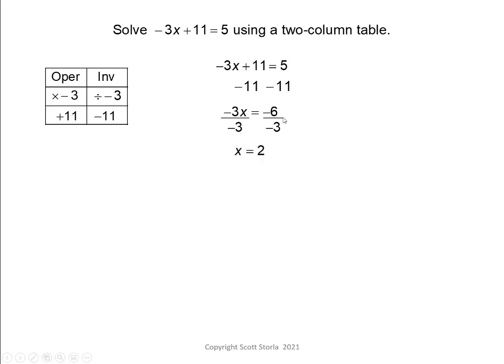And then, as always, I want to check my answer. So I return to the original. I substitute my answer for the variable in the original. I follow the order of operations. That is, I'm going to multiply first and add second. And I see that both of these expressions have become 5. And that helps convince me that my answer truly is the solution.